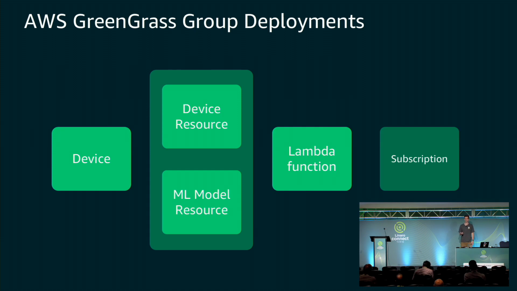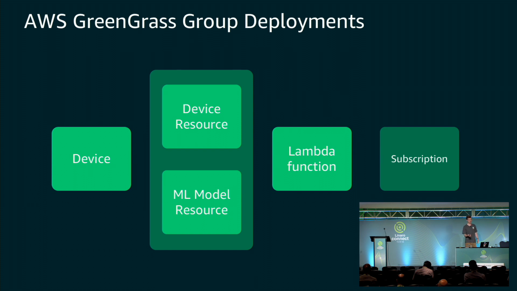Next thing, you may have heard of AWS Lambda, which is the ability to run functions on the cloud and not manage the servers yourself. Well, we take the Lambda function and put that on the edge through GreenGrass. So you can define a Lambda function in the same way, and that will then interact with the resources that you've defined. So it can access the device resources and has access to your ONNX model as well.